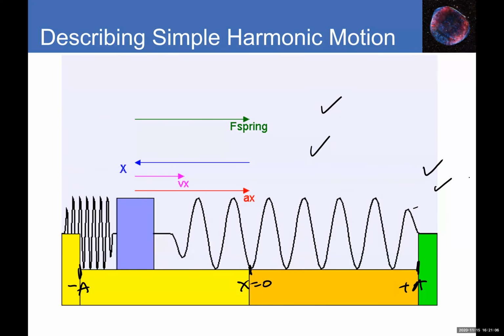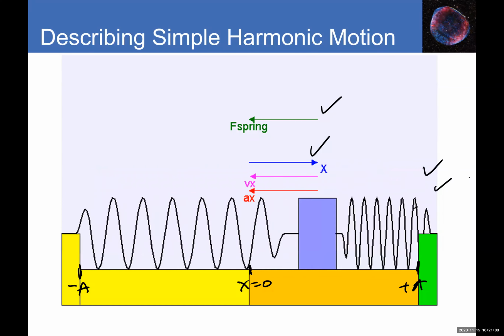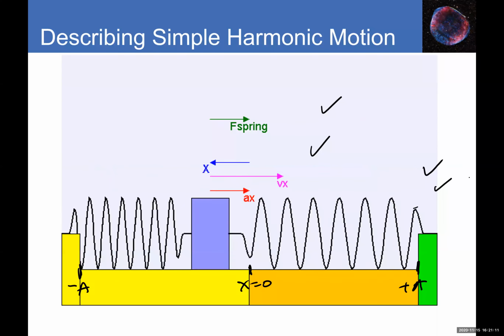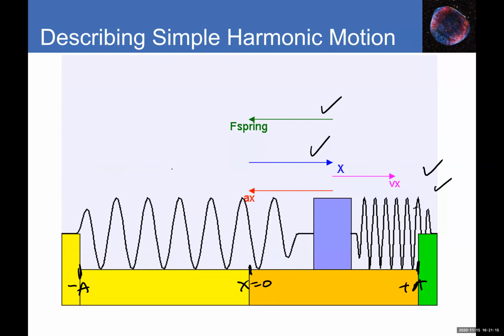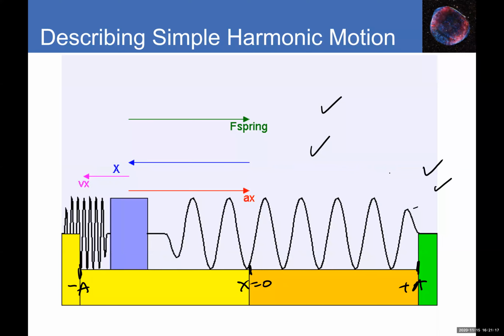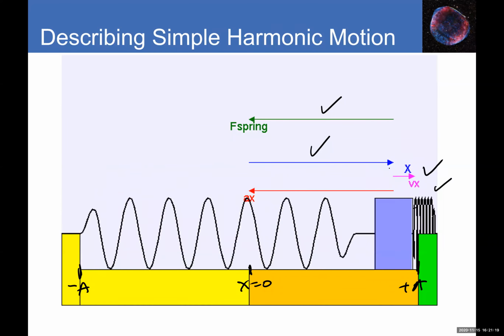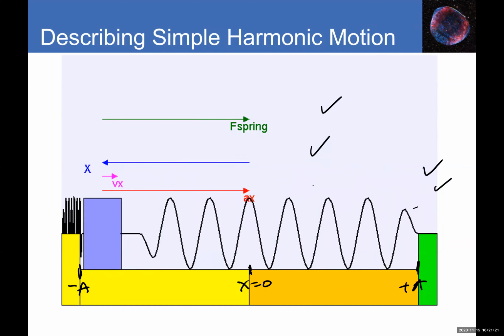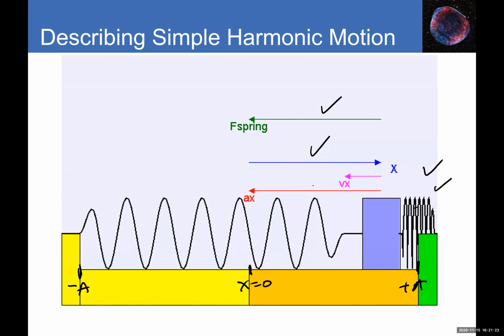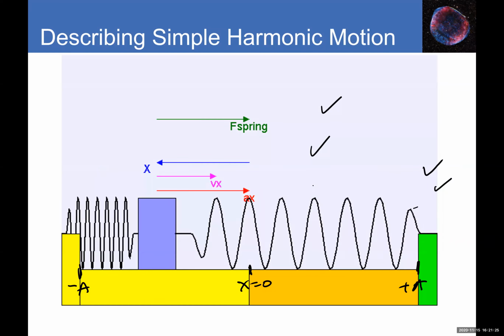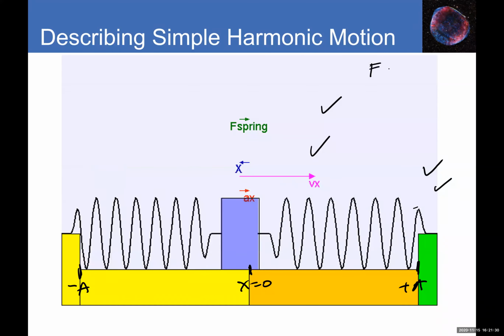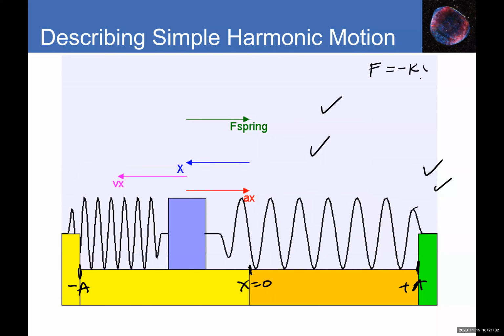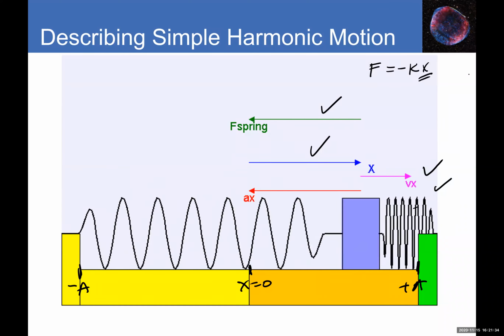Look at the top two, which are the spring force and the displacement. Every time it's moving to the left, the force is to the right; moving to the right, the force is to the left. And the force is increasing with position change. The more you stretch, the greater the force, but it's always in the opposite direction. That's why force is equal to negative k times x. So it's proportional to x.